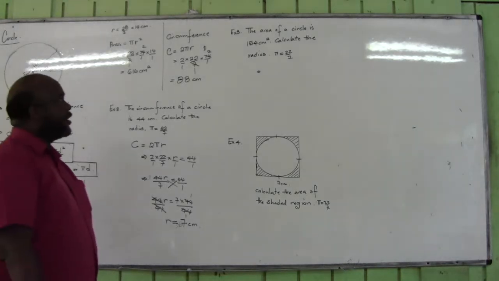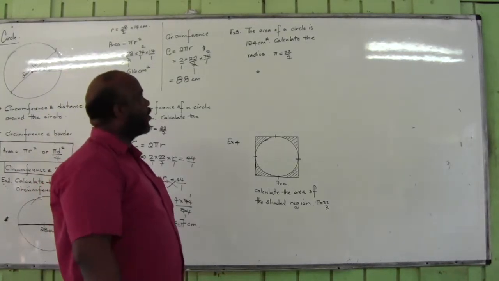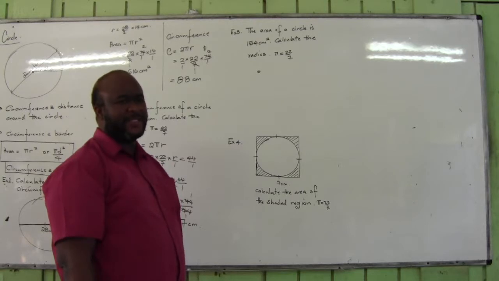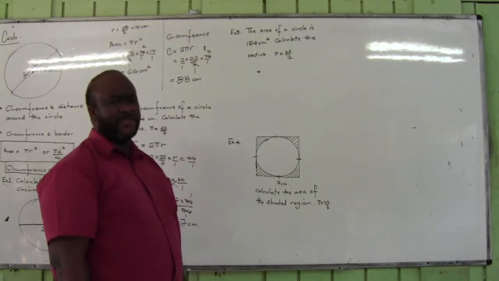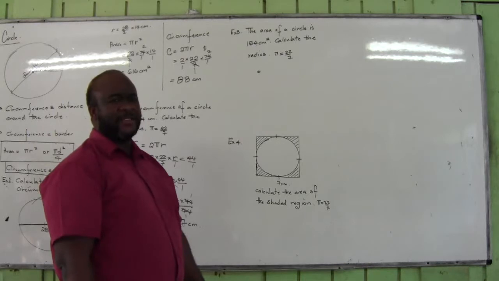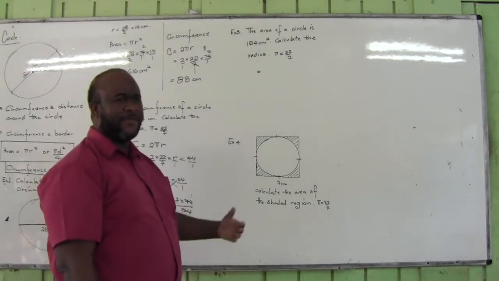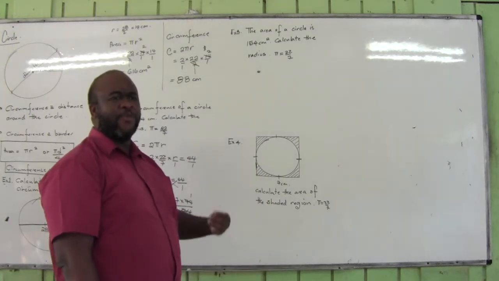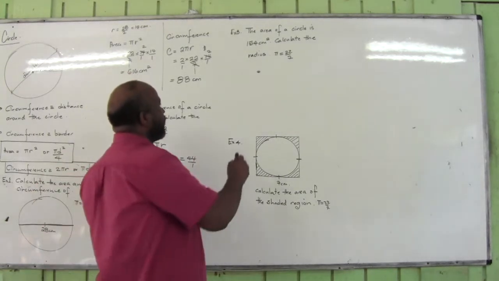Example 3. In example 3, we're told that the area of a circle is 154 centimeters squared, and we're asked to calculate the radius. As I said, traditionally we give you the radius to find the area, but CXC likes to give you the area and ask you to find the radius. Same thing: write the formula, put in what you know, and work to find what you don't know.